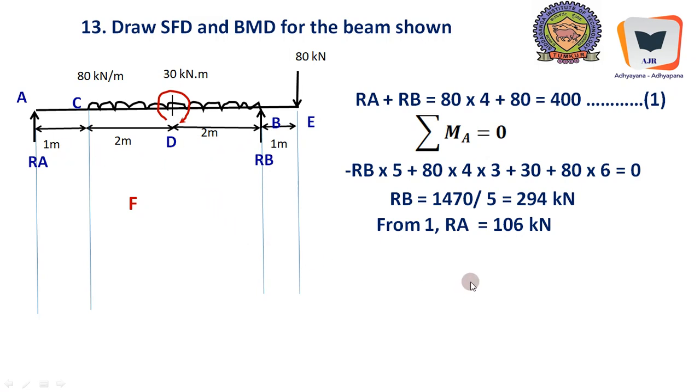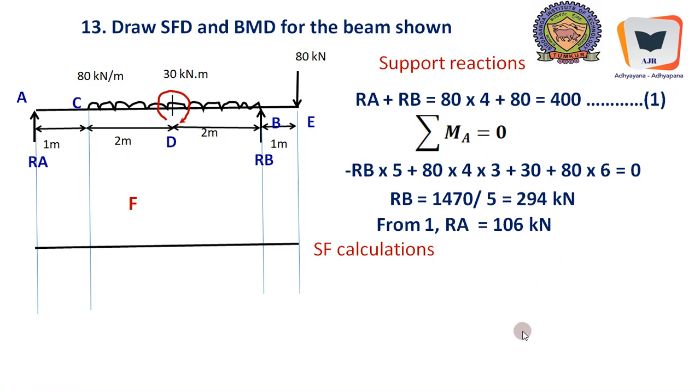So RB happens to be 106 kilonewton, and if you substitute over here, it becomes 400 minus 106, whatever we get, it becomes 294 kilonewton. 400 minus 294 will give us RA equal to 106.